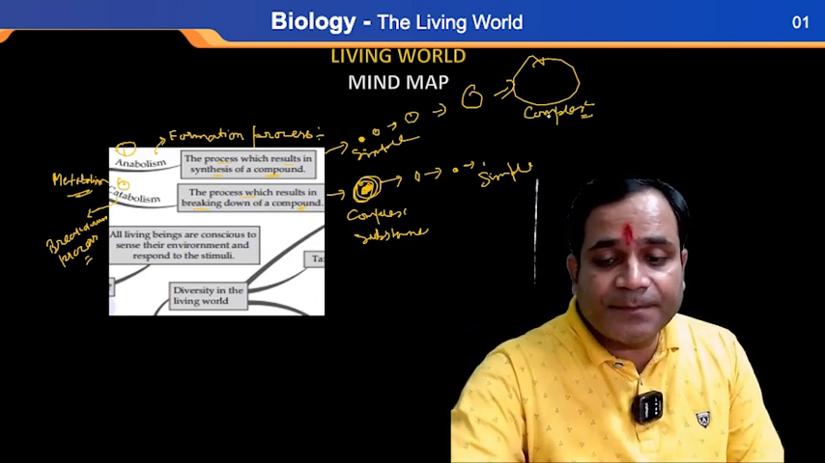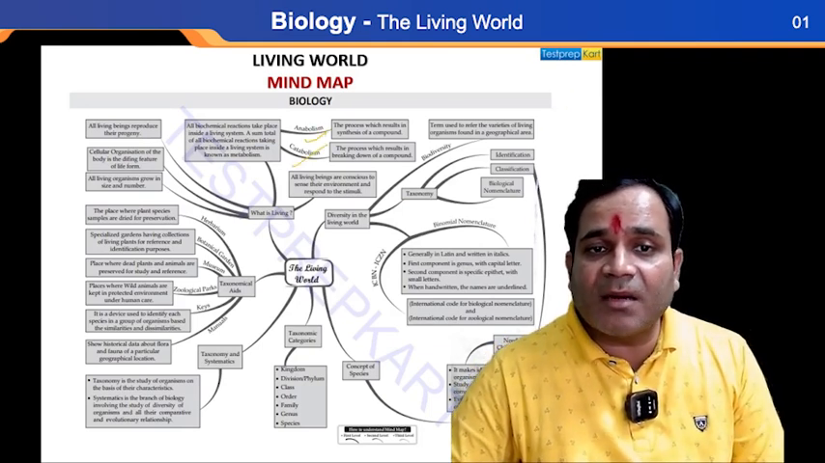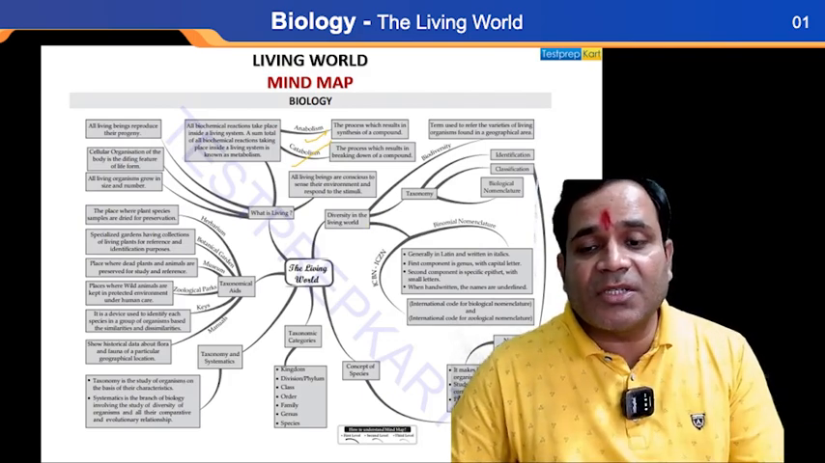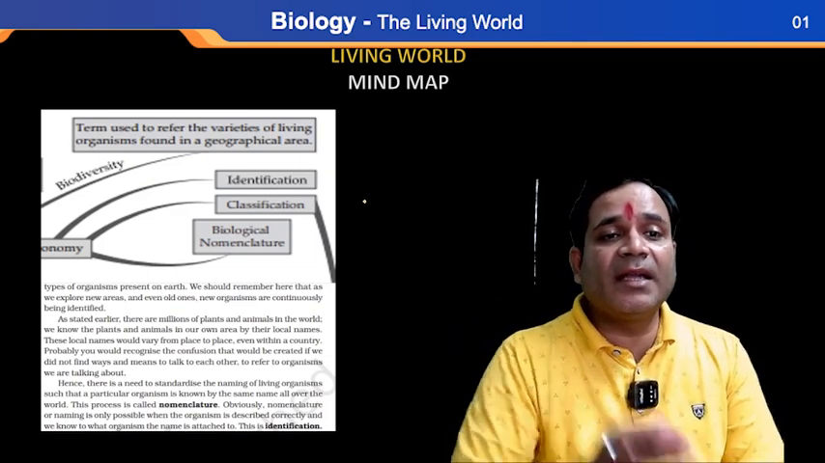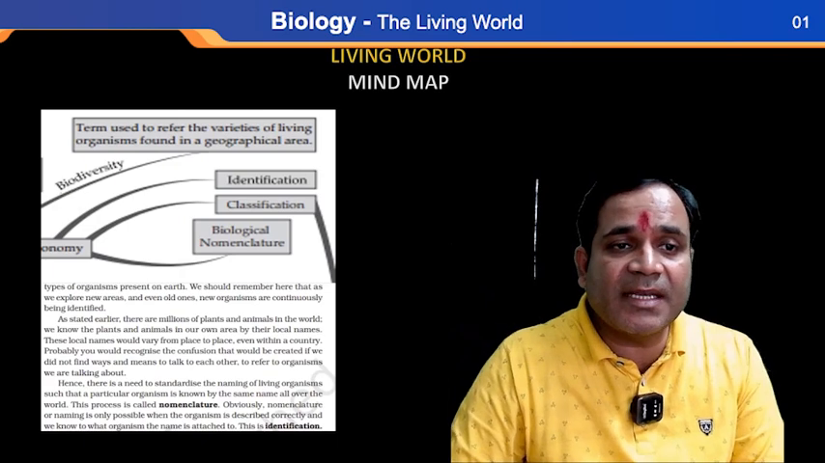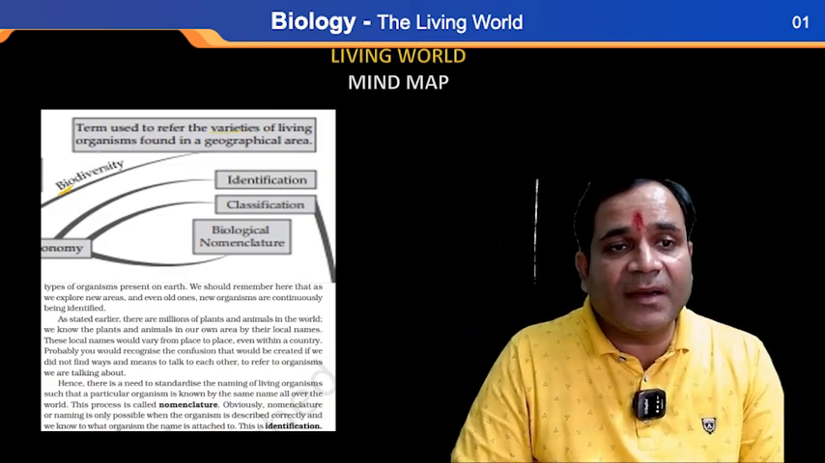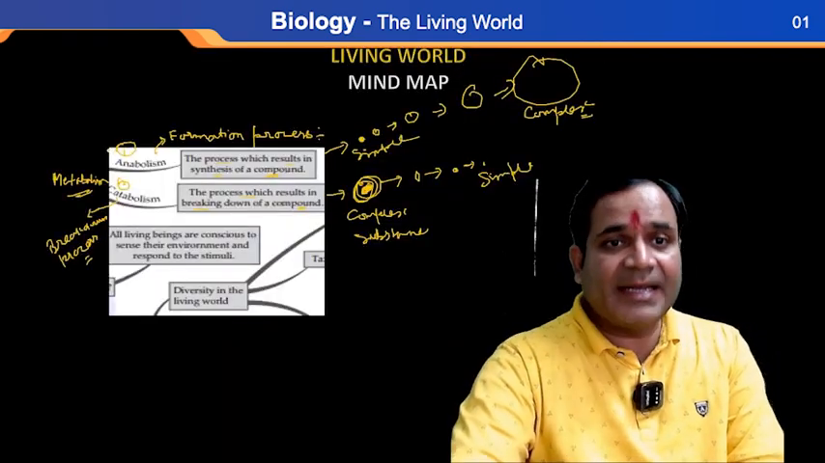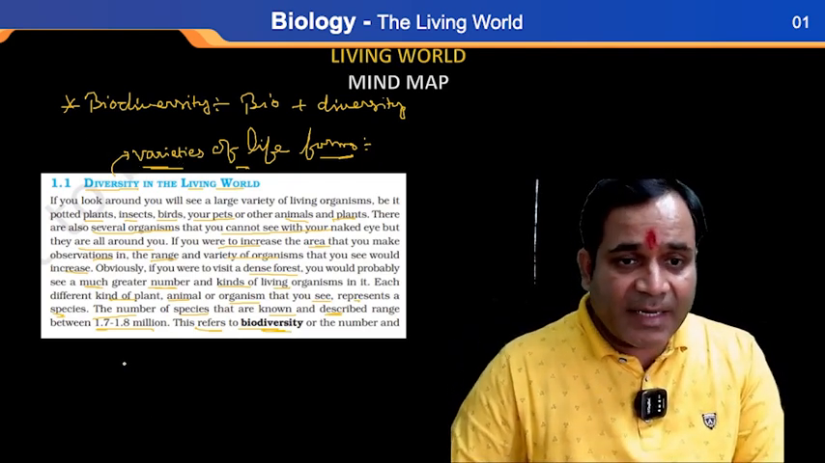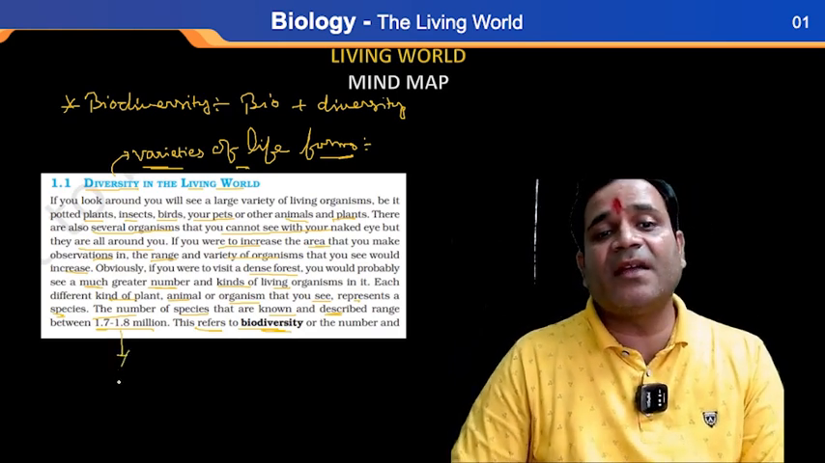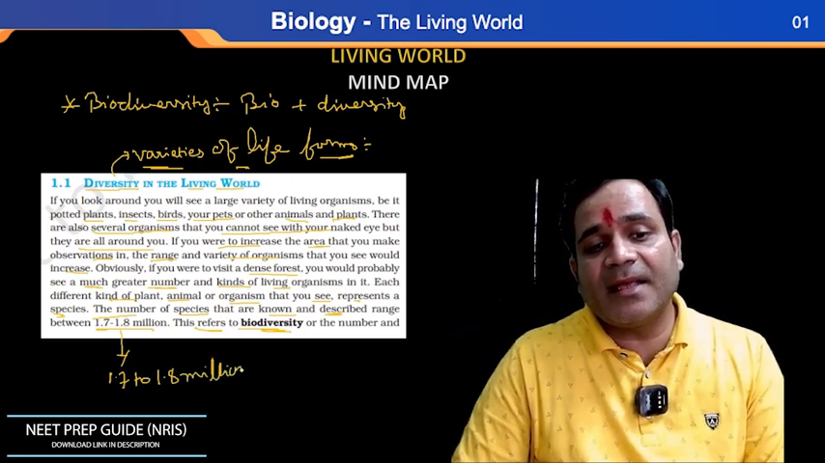Now the thing is here. If this one thing is clear, anabolism and catabolism, then in the diversity of the living world, what should we know, my dear? Here we know the term biodiversity. The term biodiversity refers to the variety of living organisms. In the previous slide I also mentioned the words varieties of life. If anybody asks how many species we have studied right now, that is 1.7 to 1.8 million species.